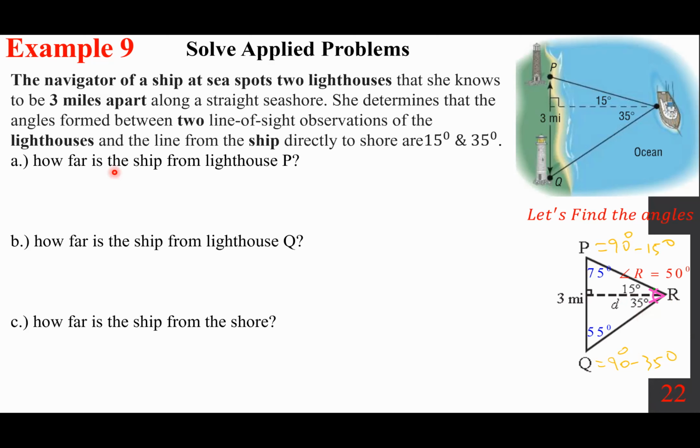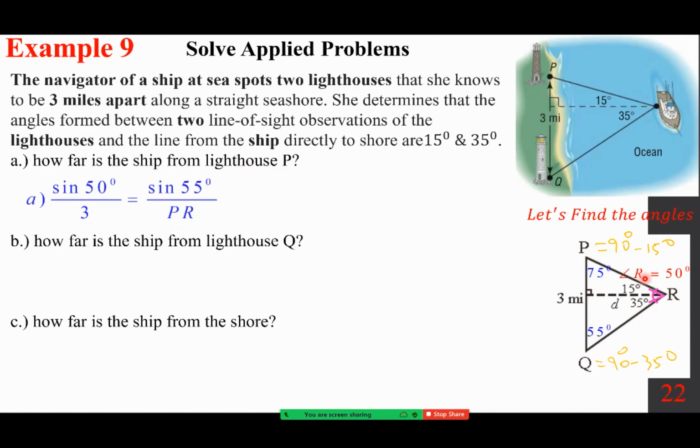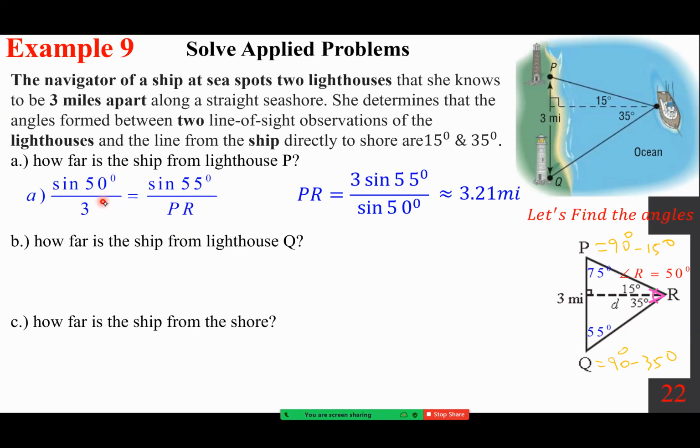Now, we want to find how far the ship is from lighthouse P. So we are looking for PR. That's the idea. So sine, and we have this side. So sine of 50 over 3 is sine of 55 over the missing PR. Now cross product, 3 times sine 55 divided by sine 50 is PR. Using a calculator will give us 3.21 miles.